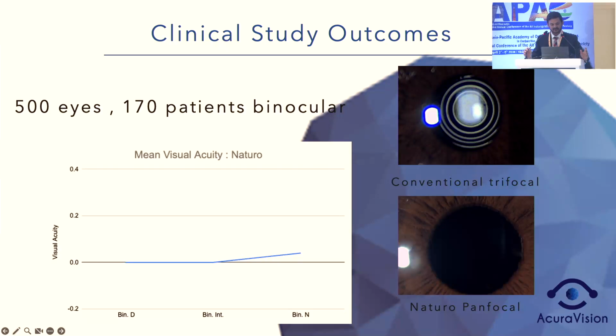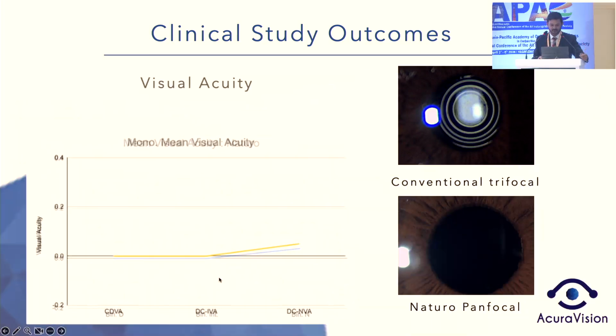We've analyzed the data for this lens for 500 eyes, out of which 170 patients, that is 340 eyes, were binocular. You can see that in a conventional trifocal lens, you get these rings which reflect in your slit images, but in the Naturo panfocal lens, you do not get any such reflections, so you don't expect that the patient is seeing ring shadows or ghosting of images. We analyzed our data for visual acuity with Naturo binocularly for distance, intermediate, and near. It remains 0.1, that is 6 by 7.5, or better. And for distance and intermediate, it is 6 by 6 or better.